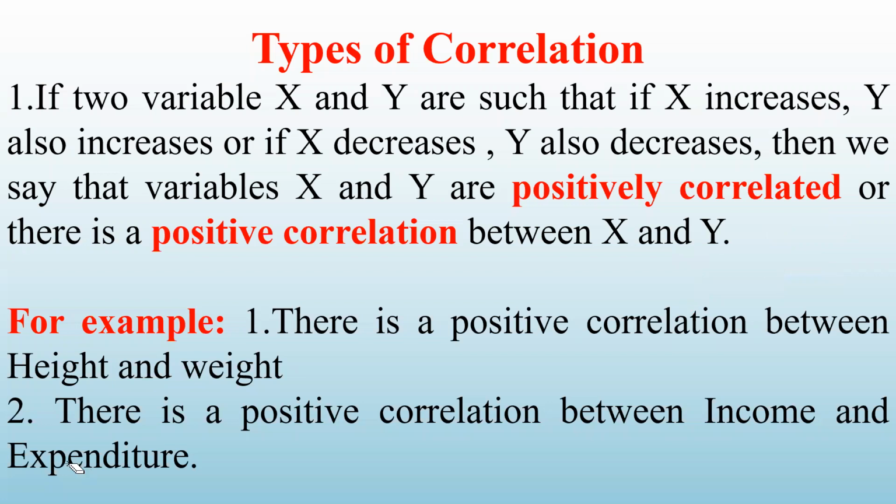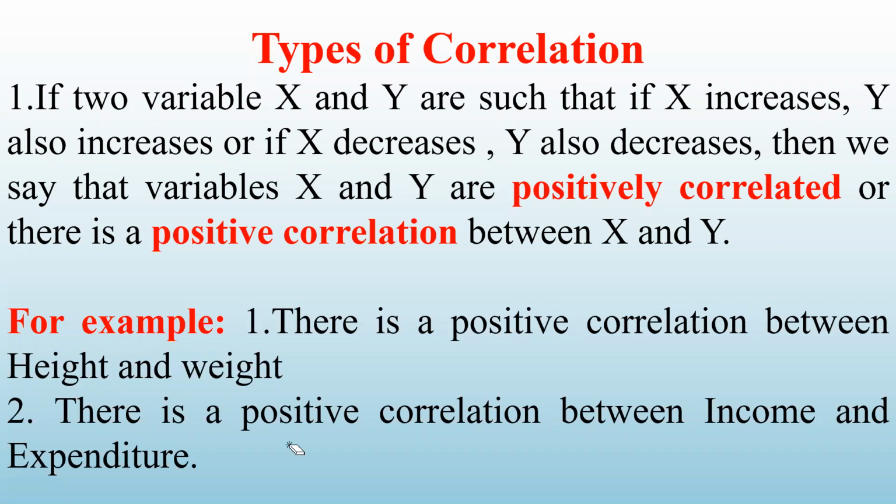See the example of positive correlation. There is a positive correlation between height and weight. As I just explained to you, if the height of a person is more, the weight is also more. If height increases, weight also increases. So there is a positive correlation between height and weight.